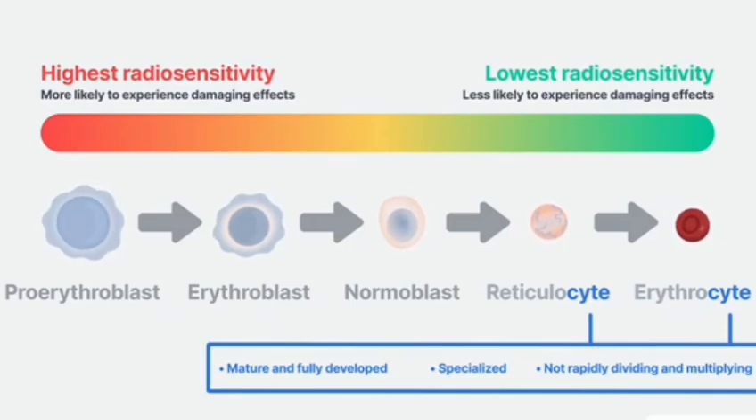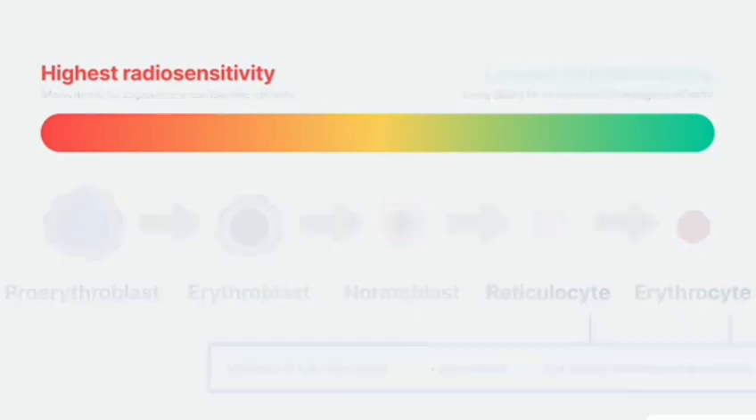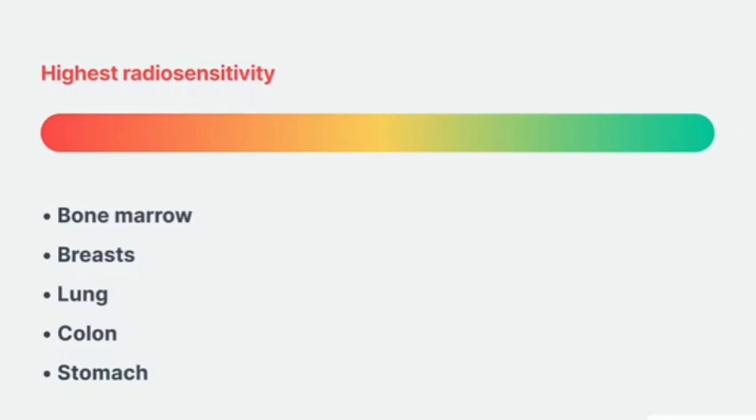The specific radiosensitivity of certain tissue types in the human body are well understood. Some tissues with the highest radiosensitivity are the bone marrow, breast, lungs, colon, and stomach. These tissues are most likely to experience the damaging effects of radiation, like cell death or cell mutation. It doesn't take as much radiation dose for these tissues to be harmed. These tissues have the highest concentration of immature, unspecialized, rapidly dividing cells.